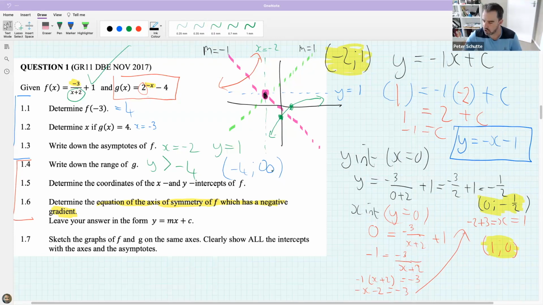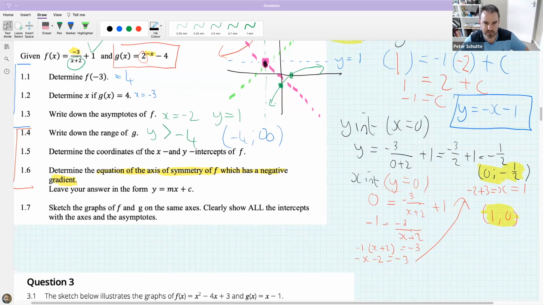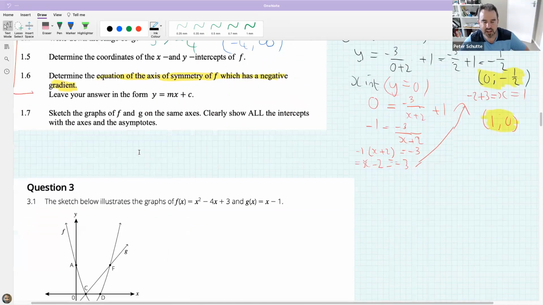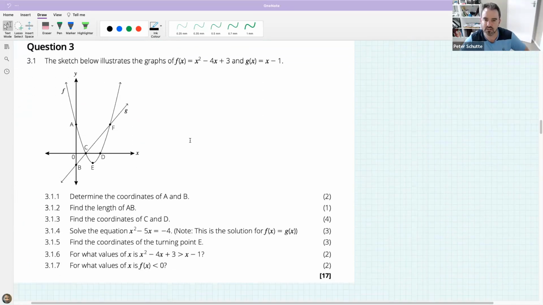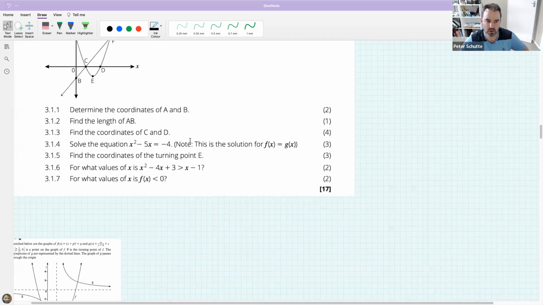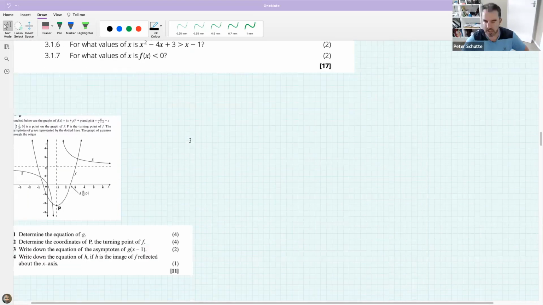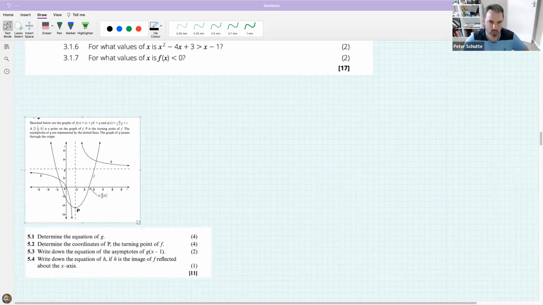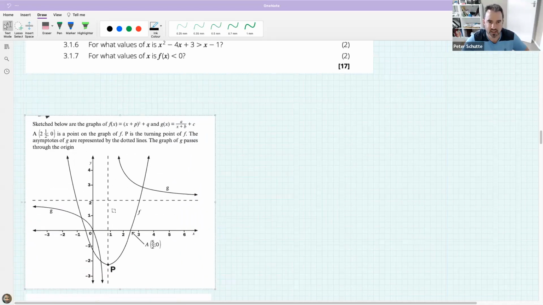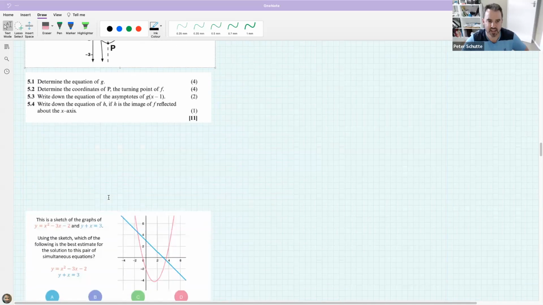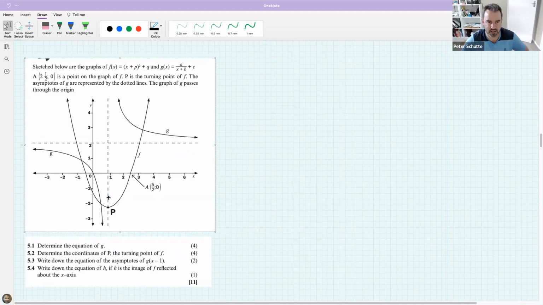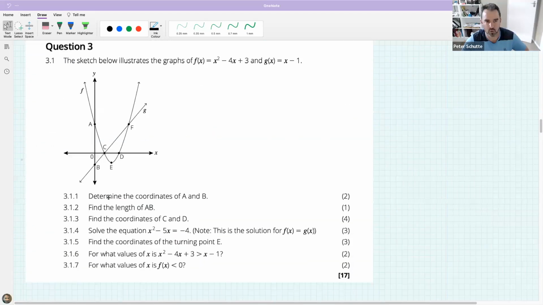So I'm just going to show you what we're going to do in the next lesson. I just want to give you a feel for the different types of functions. In the next lesson, we'll probably do something like this, where we have parabolas and straight lines. We'll also probably look at questions where we have parabolas and hyperbolas on the same graph. And then we'll probably just do a mixture of other functions. So that's what we're going to do on Wednesday.